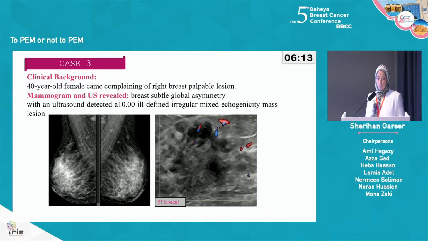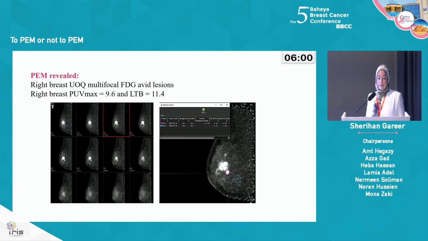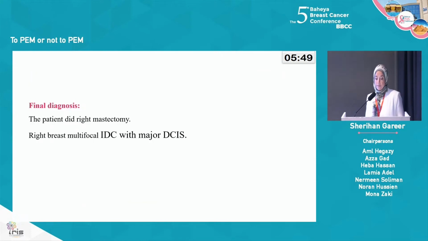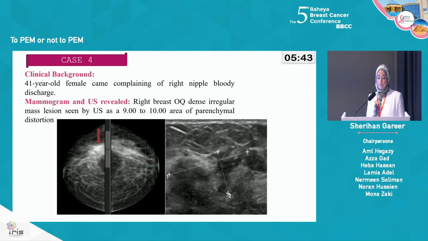And this is a case of a 40-year-old female who came complaining of a right breast palpable lesion. The ultrasound and mammography revealed subtle global asymmetry, and ultrasound detected at 10 o'clock an ill-defined irregular lesion of mixed echogenicity. The right breast upper outer quadrant showed multifocal FDG avid lesions on PEM, and they had an SUV max of 9.6 and a ratio of 11.4. The patient also underwent a mastectomy for right breast multifocal IDC with major DCIS.